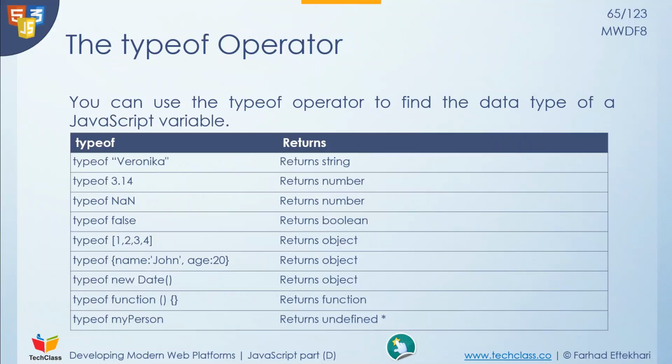And then we have the typeof operator, which you can use in order to return the data type of a JavaScript variable. So here are the examples, and then you can see what the returns of using this typeof are. You can also use it in JavaScript to see how they work, and then send a value to console.log to see the return values by yourself.